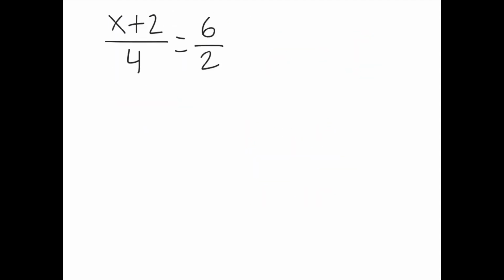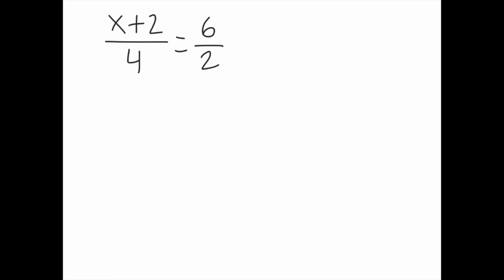Alright, now let's look at this problem. And as I said, I'm going with the second method, the cross-multiplying method, also known as the cross-product method. So from here, we want to cross-multiply. So start off with x plus 2 times 2. We have to multiply all of x plus 2 times 2.